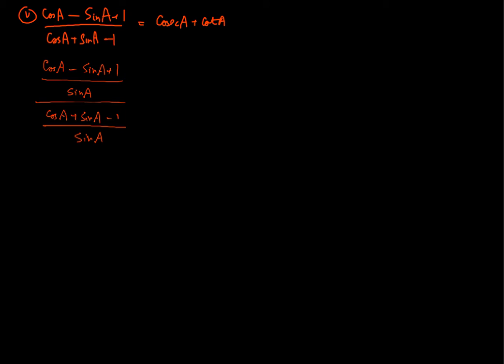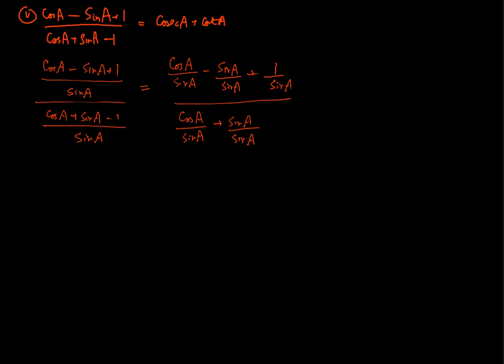What I can do is, the denominator, which is sin A here, I can give to cos A, to sin A, and to 1 individually. In the same way, I can do the same thing to the denominator. So cos A divided by sin A minus sin A divided by sin A plus 1 divided by sin A, this whole thing divided by cos A divided by sin A plus sin A divided by sin A minus 1 divided by sin A.